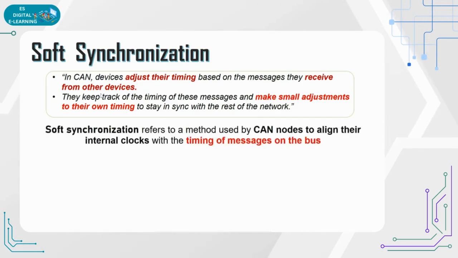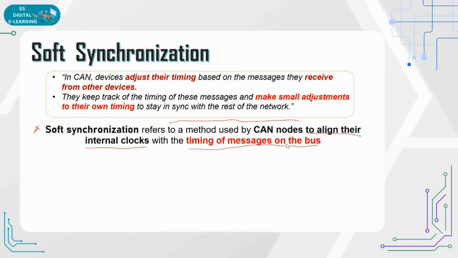So write down: soft synchronization refers to a method used by a CAN node to align its internal clock with the timing of the messages on the bus.